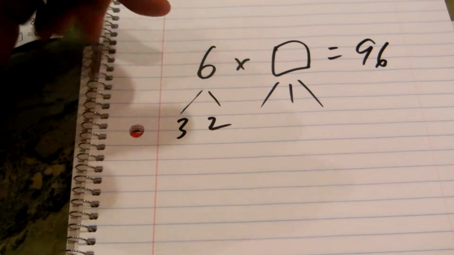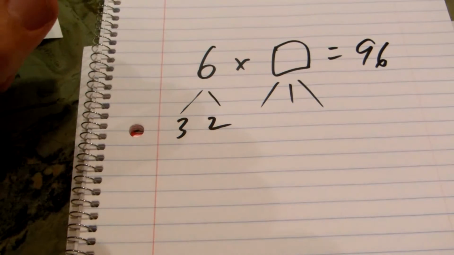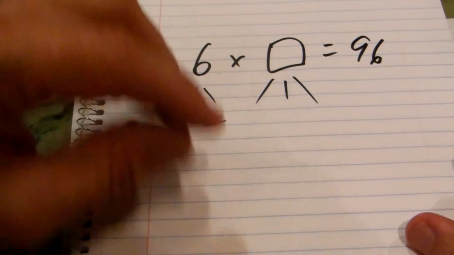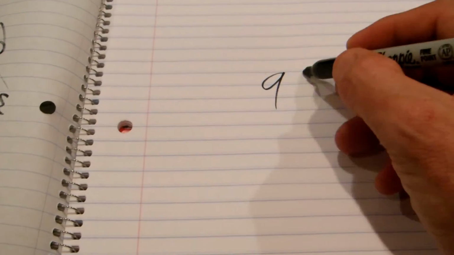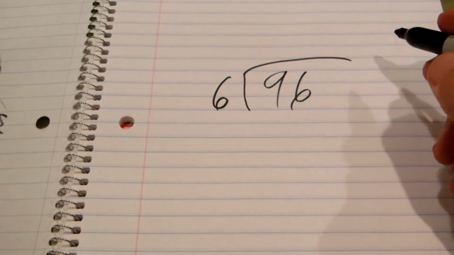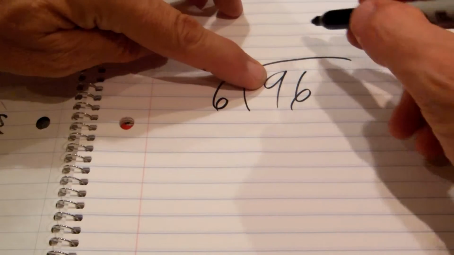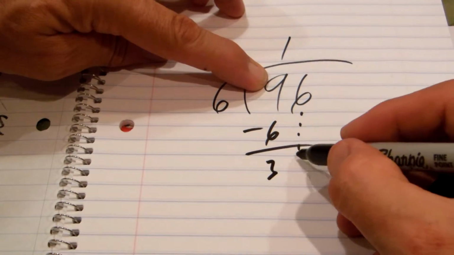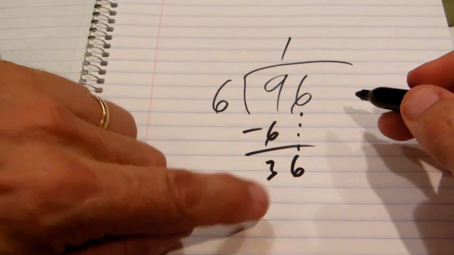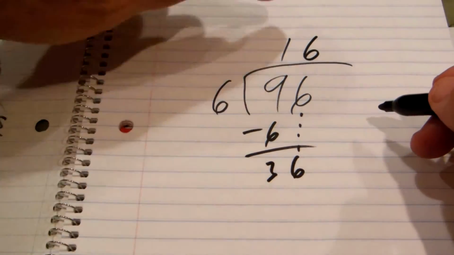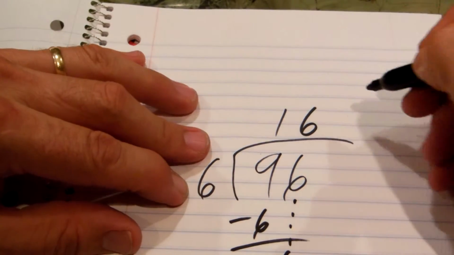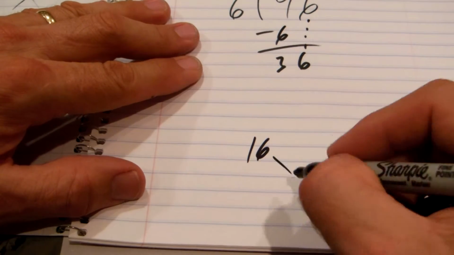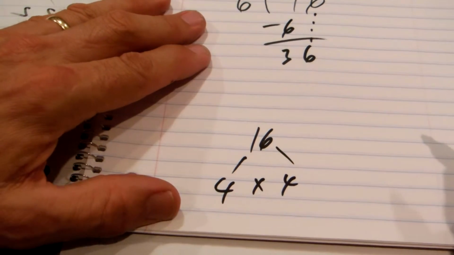So, I think you might remember from other parts of this video that what we could do here is just do a quick division. 6 goes into 9 once, with 6 left over. And then 2, 2, 2. 6 goes into 36 6 times. 16. Now, do you remember what makes up 16? What times what makes 16? Tell me. Okay. 16 can be 4 times 4.